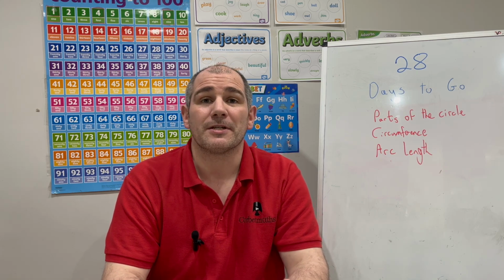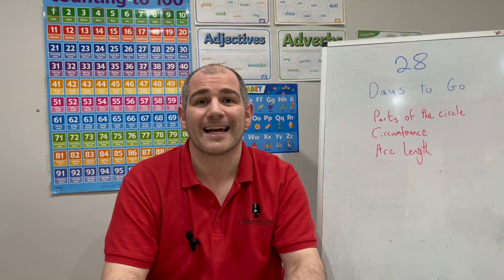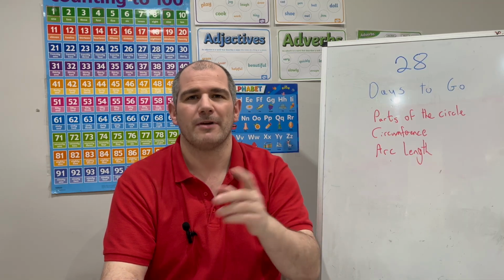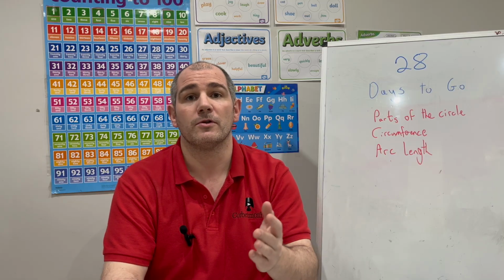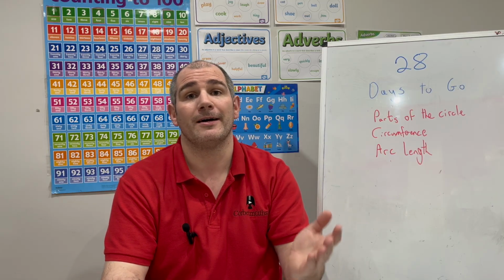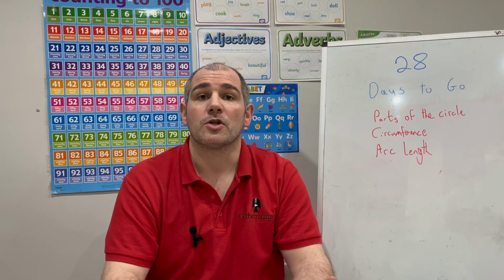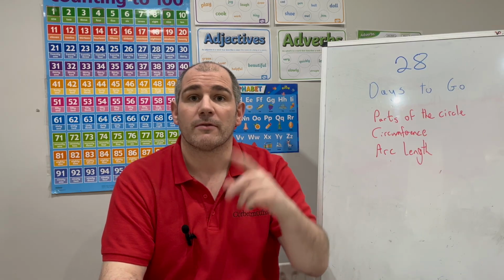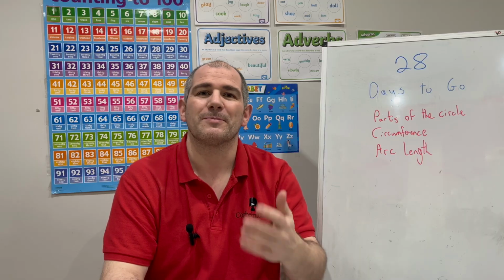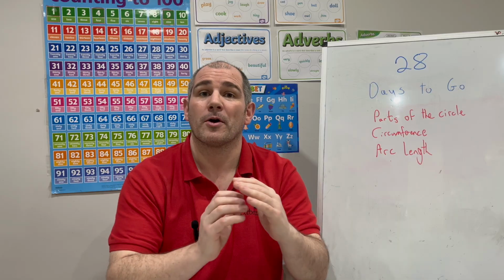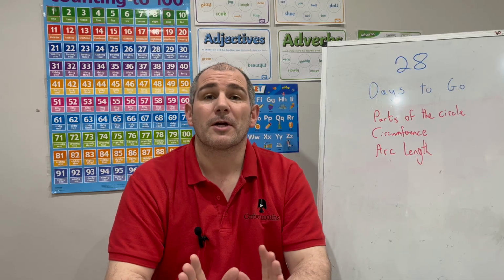There's 28 days to go until your GCSE Maths exam, so 4 weeks exactly. And today we're going to focus on the topic of parts of the circle, so things like the radius, the diameter, the circumference, a chord, an arc, a sector, a segment, a tangent, things like that. We're also going to look at circumference, so the distance around the outside of a circle, so circumference is pi times diameter. And we're also going to look at the arc length, so the length of part of that circumference. So in today's video, we're going to look at those.